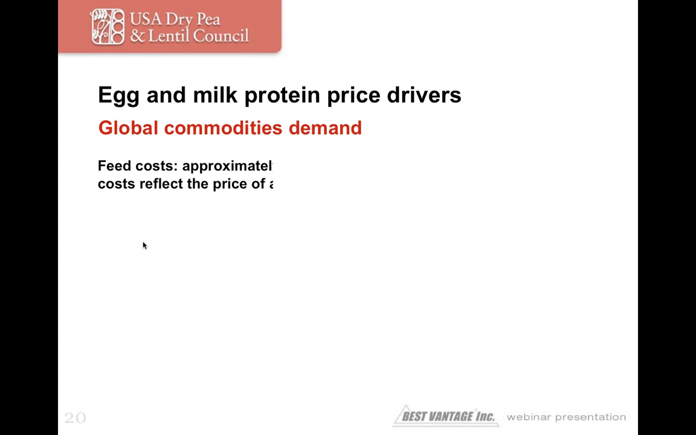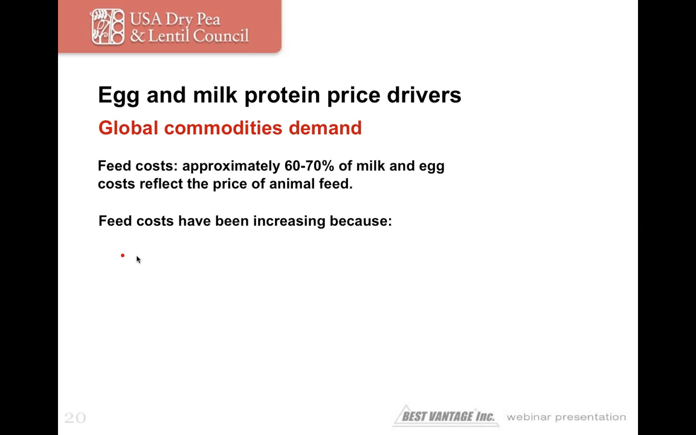One is global commodities demand. Feed costs for chickens and for cows are a very major factor in the raw material cost of milk and eggs. Approximately 60 to 70% of milk and egg costs reflect the price of animal feed.